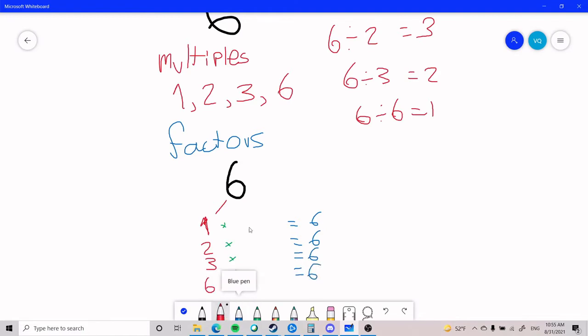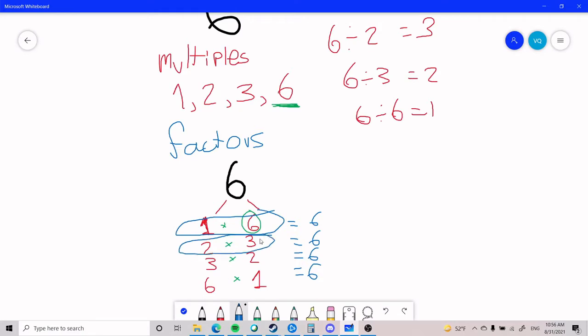So if I take 1 and I multiply it by 6, I'm going to get 6. Why did I choose 6? Because it is in my handful of multiples which are legal numbers to use. If I take 2 and I multiply it by 3, that also gives me 6. If I take 3 and multiply it by 2, that also gives me 6. If I take 6 and multiply it by 1, it also gives me 6. And so each of these sets of numbers are going to be factors, right?